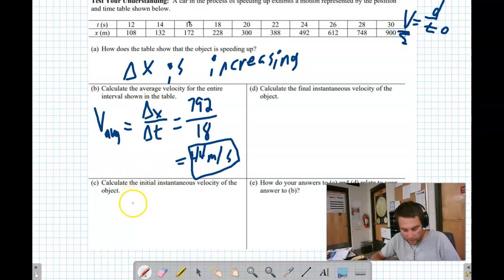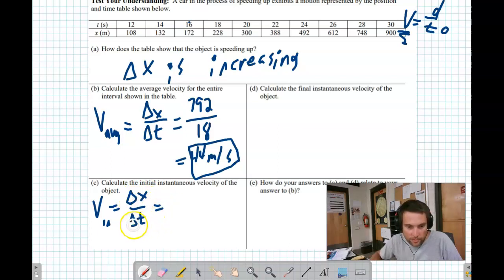Now let's go on to C. Calculate the instantaneous velocity of the object. So to get the instantaneous velocity, we need as small of a time interval as we can get. Well, each time interval is 2 seconds. So we're going to do instantaneous velocity, and it equals delta x again over delta t, our displacement over total time, and the smallest time interval that we can use up here is going to be 2 seconds. So we're just going to pick 2 seconds.